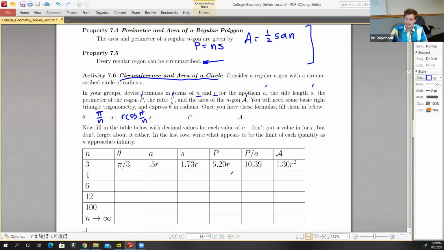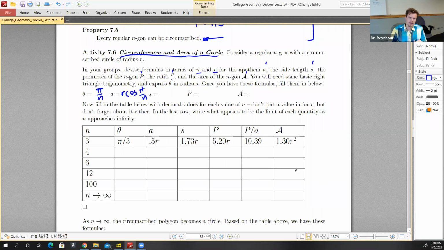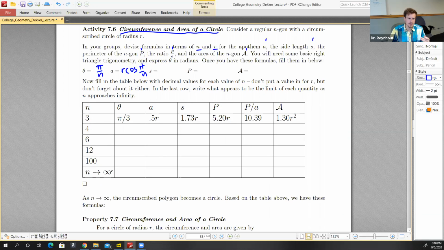Now we're not given the radius in this case, so all of these things should still be in terms of r. There should be an r in the four places for the a, s, p, and area. So fill it out for 4 sides, 6 sides, 12 sides, and 100 sides, and then make a conjecture, right? Guess as to what that would be when we take the limit as n goes to infinity. Now I'll give you a nice hint.